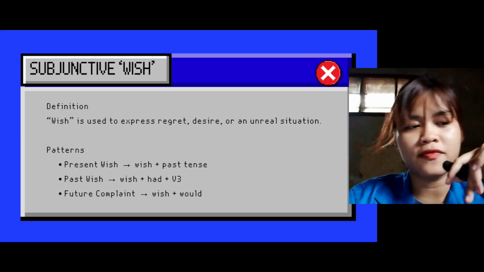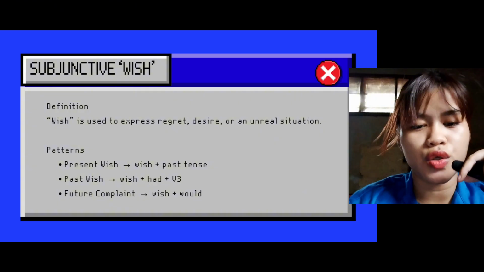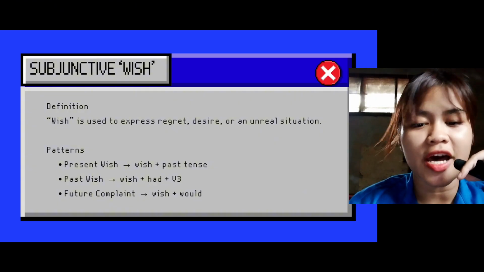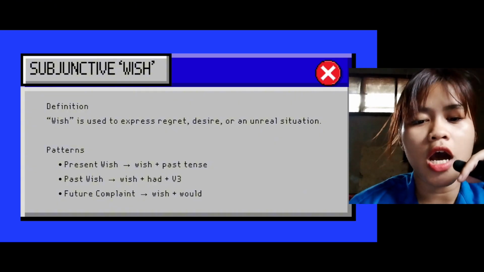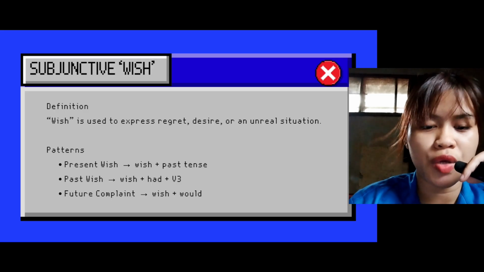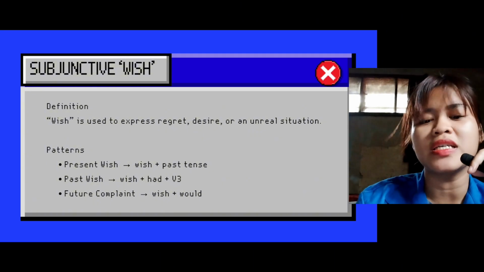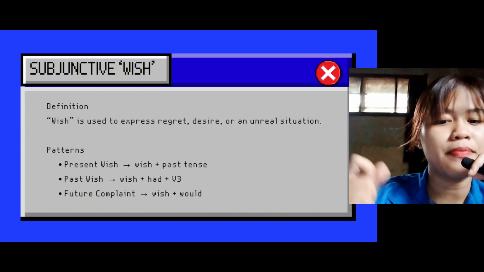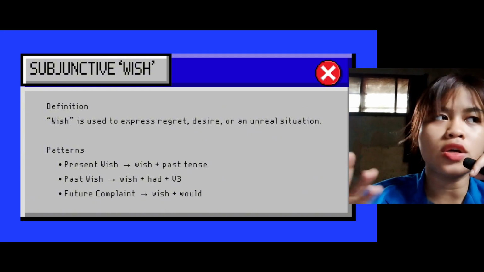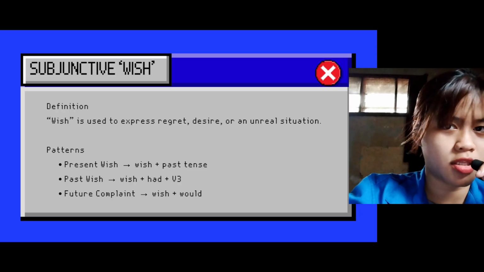So, the definition of subjunctive wish. Wish is used to express regret, desire, and an unreal situation. For the patterns: present wish plus past tense, past wish plus had plus verb 3, future complaint wish plus would.